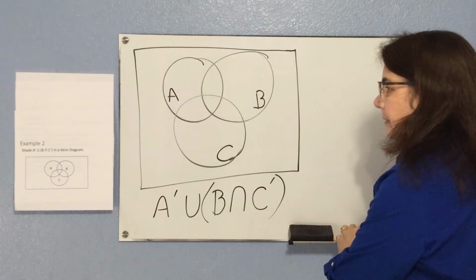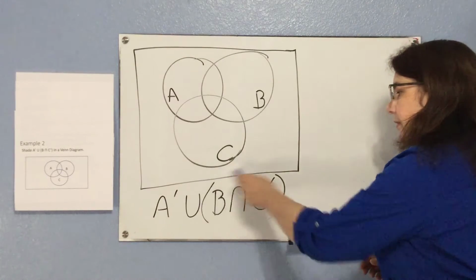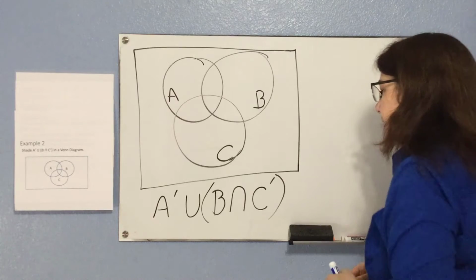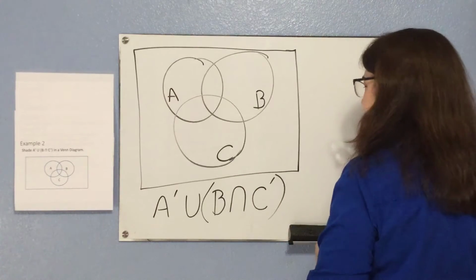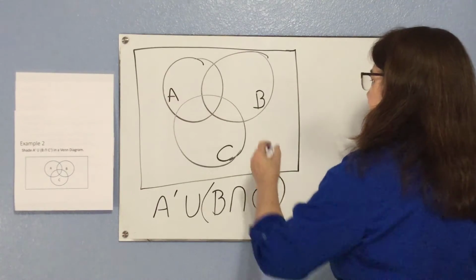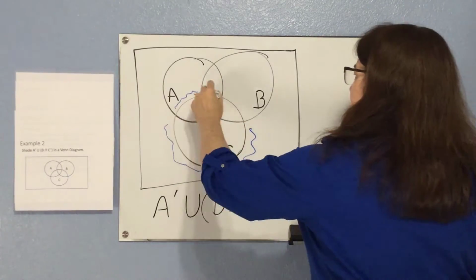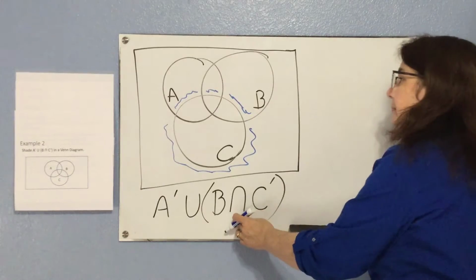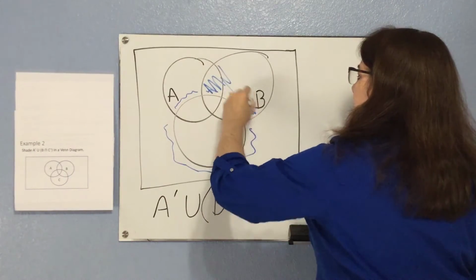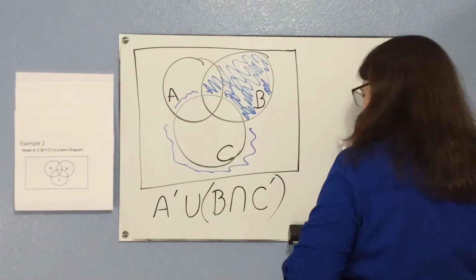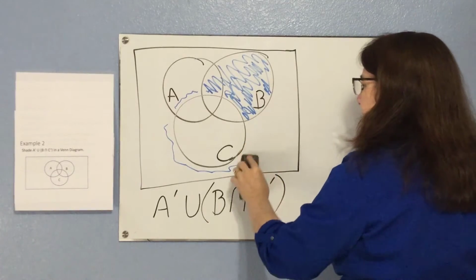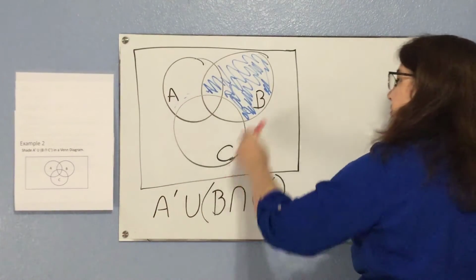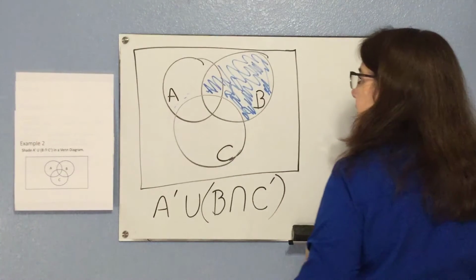So just like in other parts of math, I'm going to work the part inside the parentheses first. So B intersect C complement. Well, C complement would be out here. And a part of C complement that is also in B would be this part. Okay, so we'll let this part go away. And now we'll look at A complement union this region.